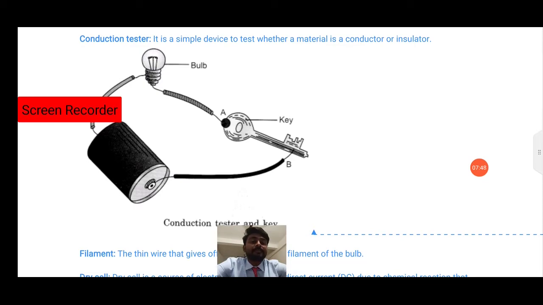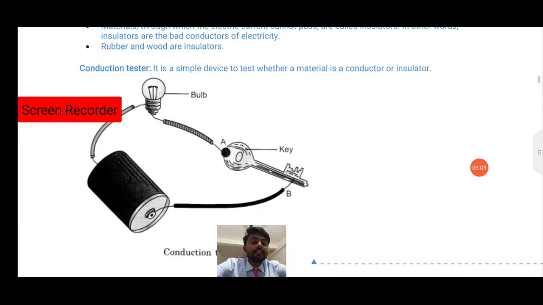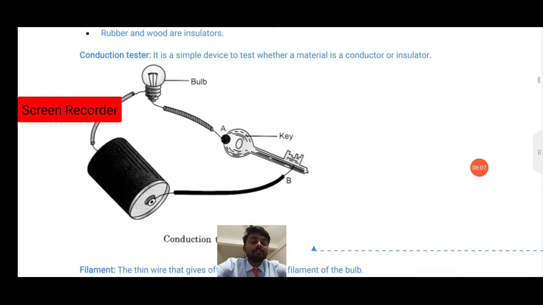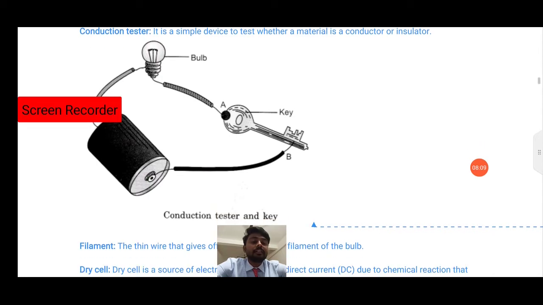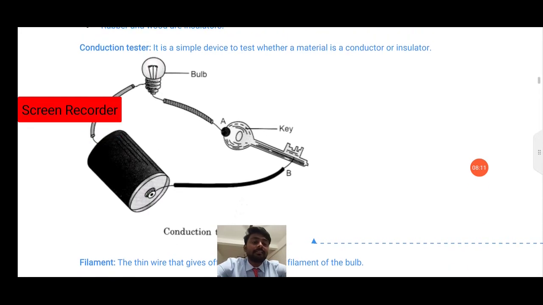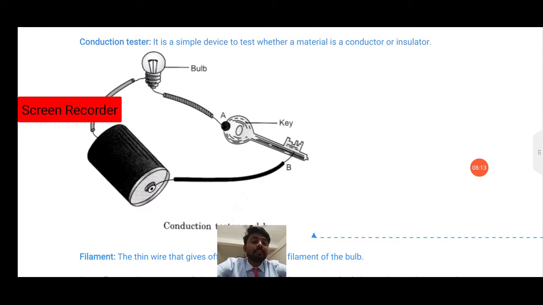Okay, conduction tester. It is a simple device to test whether materials are conductors or insulators. See students, in front of you on the screen, the conduction tester and key. The cell is there, the bulb is there, and also a key is there.